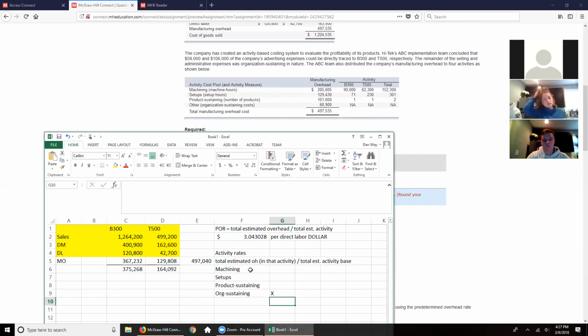So our other ones, though, we need to come up with these activity rates. So again, we'll take that total estimated cost in that activity pool divided by the total estimated activity base. So machining, we incurred costs of $205,605. So that's what we've assigned to that cost pool. And that's going to be for 152,300 total machine hours.